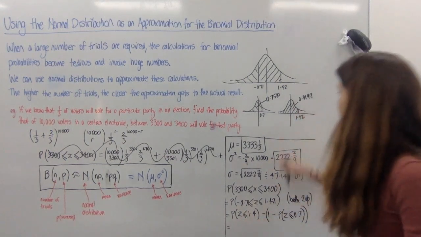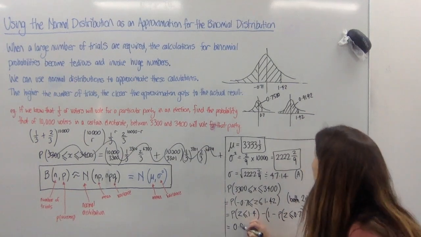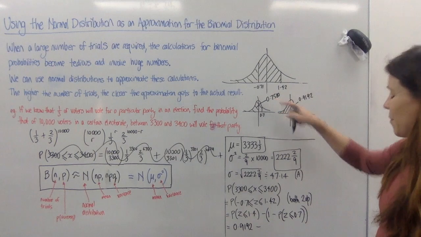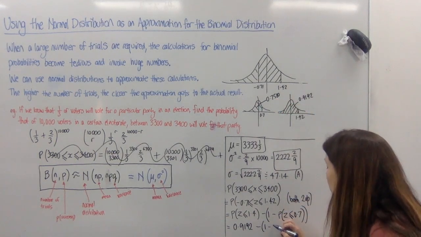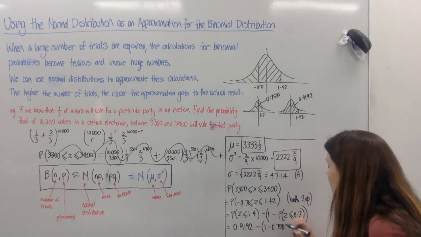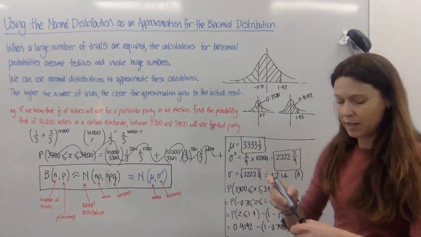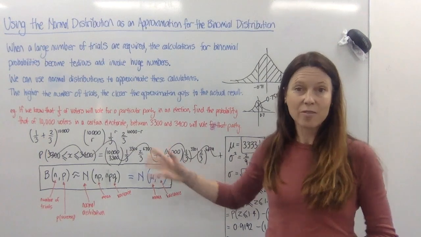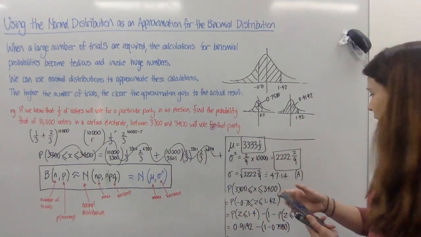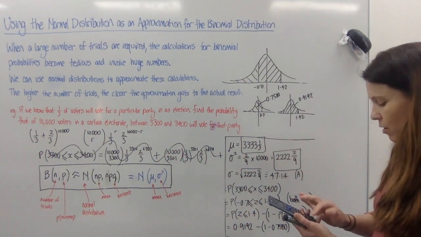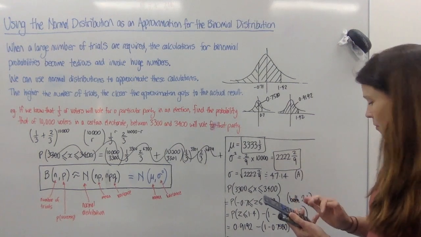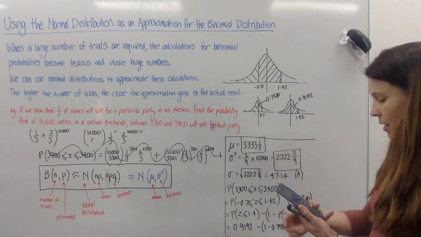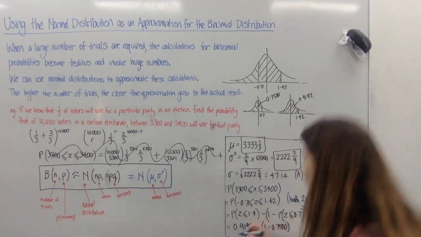So that means I need this number, 0.9192, minus 1 minus 0.7580, and I think you'll agree that that is a much easier calculation than what I was proposing doing over here with 101 terms, all of which were really complicated. I've got 0.9192 minus 1 minus 0.758, and I get 0.6772.